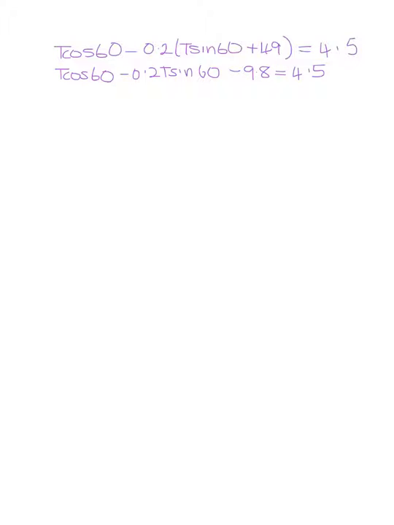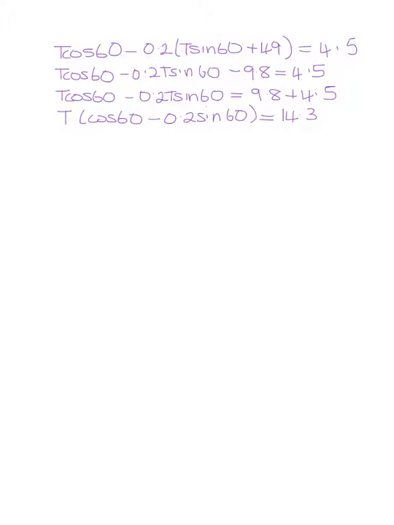As I'm trying to find T, I'm going to move everything without a T to one side, and can now factorise T out. And now to get T by itself, I simply need to divide by my bracket, to get T equals 43.8 newtons to 3 significant figures.